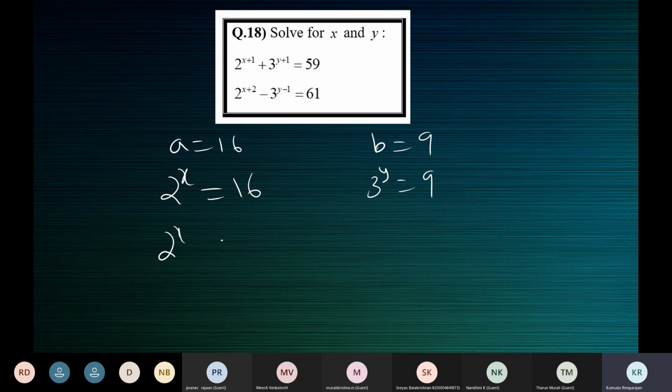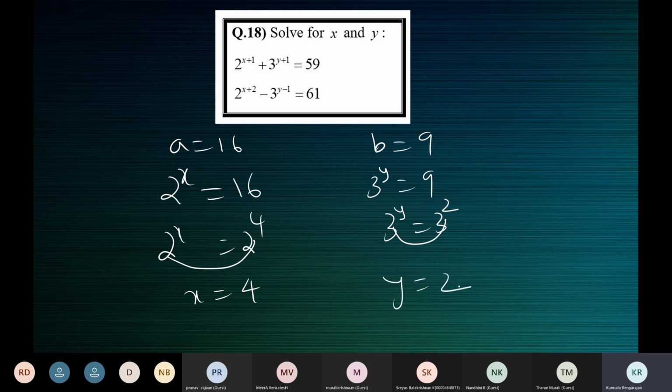So 2 power x is equal to 2 to the power 4, and 3 power y is equal to 3 squared. And remember, when bases are the same, we can equate the powers. For 2, the bases are the same, so x is equal to 4. For 3, the bases are the same, so y is equal to 2. So the value of x is 4 and y is 2.